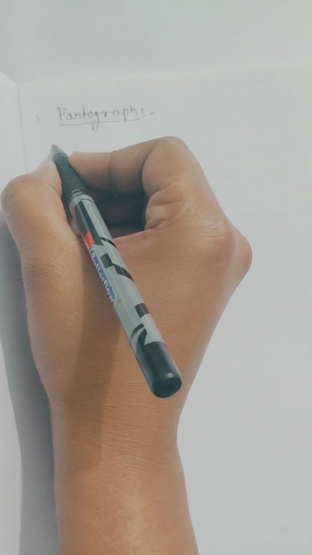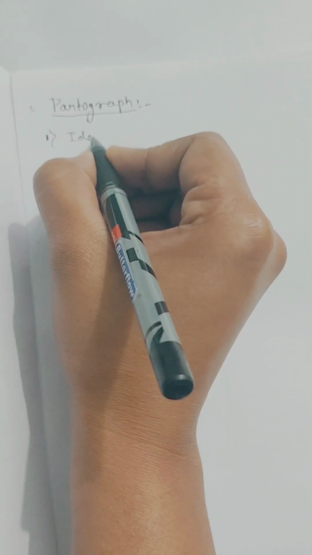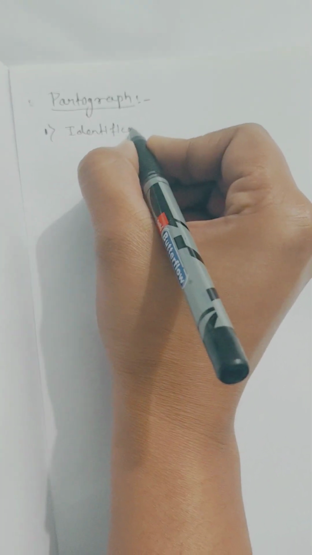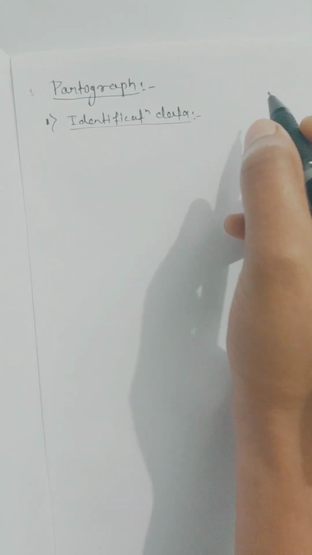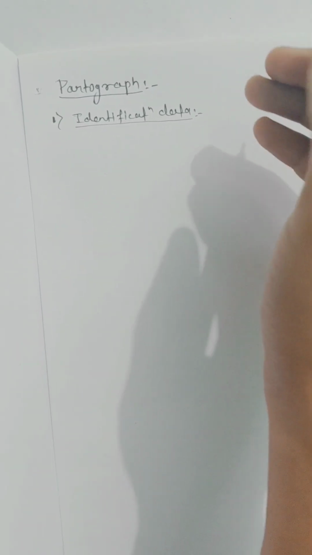So basically the first content is the identification data. The identification details we have to fill firstly: the name of the patient, the age of the patient, the gravida and parity, and others like the parent's name, etc. That comes under the identification data.